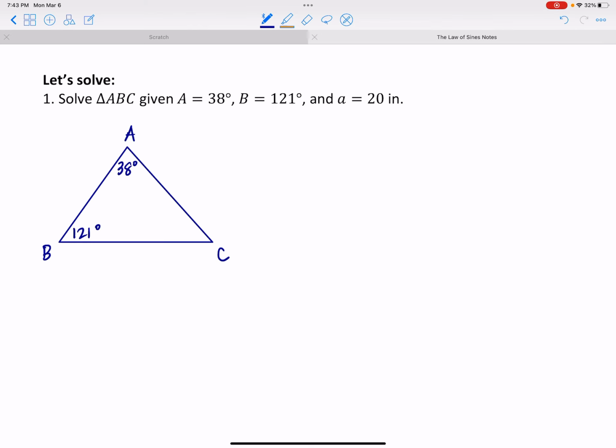Obviously, my picture is not to scale because I have that as an acute angle and it's obtuse. It doesn't matter. And then I know side length A, which has to be opposite of angle A, is 20 inches. So I'm going to put that there. So we have to find one missing angle and two missing sides.